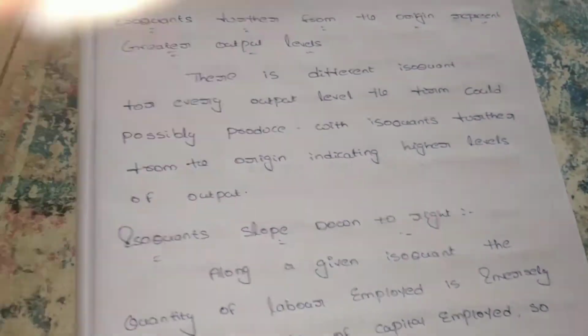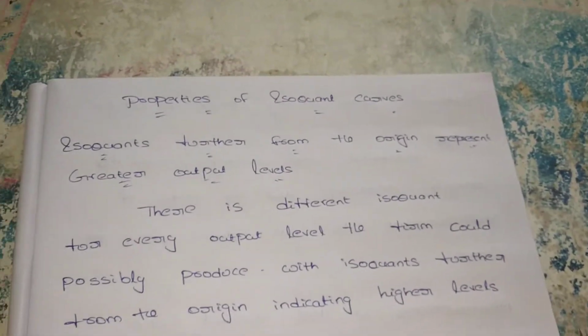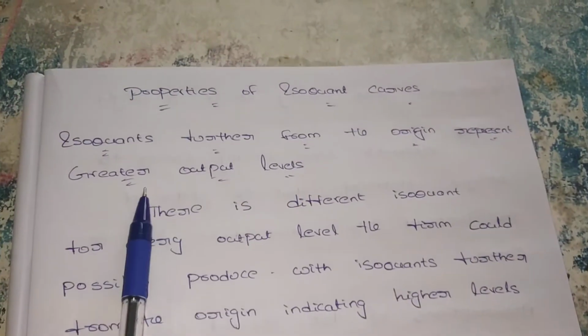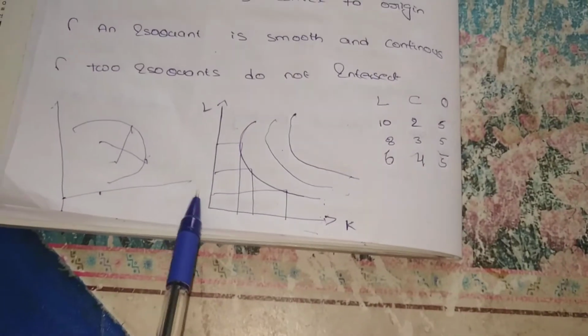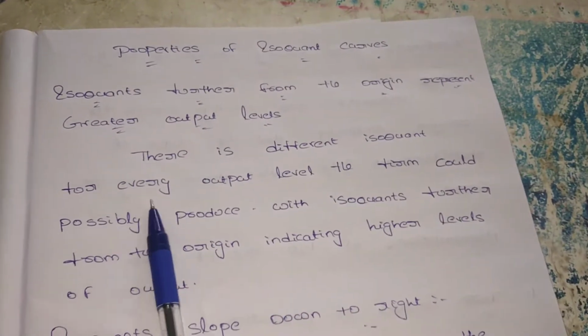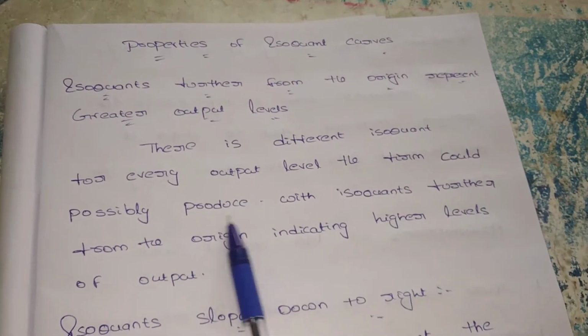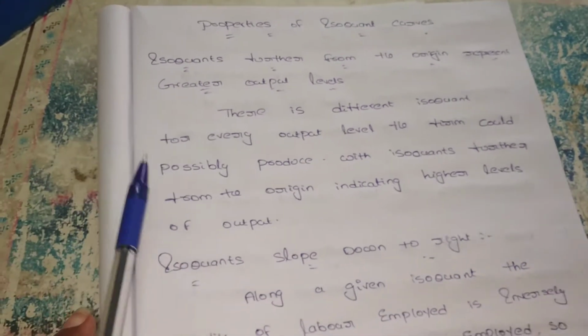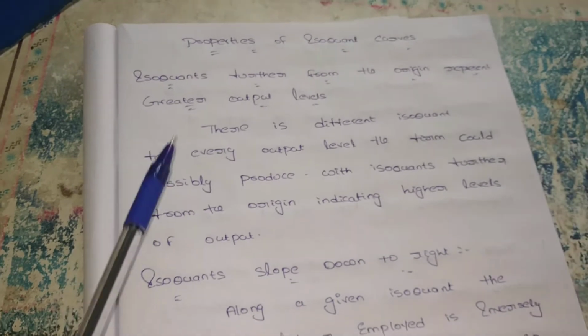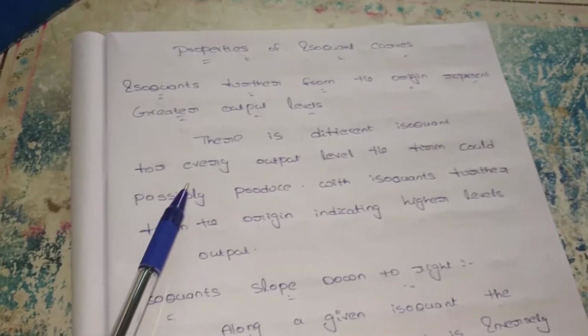What are the properties? Let's see here. Properties of the isoquant curve. Isoquants further from the origin represent a greater level of output. While we are considering from the origin, the output level is increasing. There is a different isoquant for every output level. The firm could possibly produce with isoquants further from the origin, indicating higher levels of output.